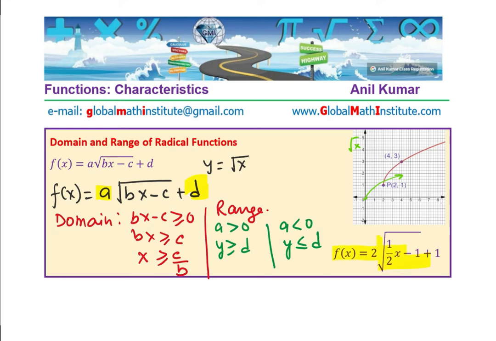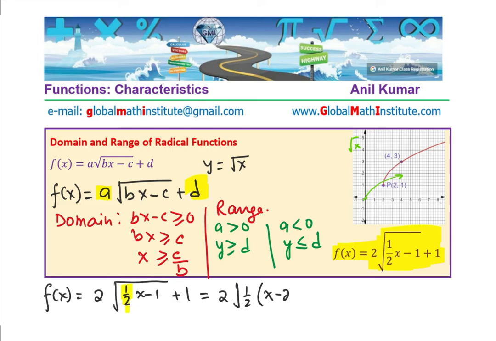Perfect. So here is an example for you. I'd like you to pause the video and write the domain and range of this particular function. Now, it's kind of tricky, but go carefully about it, right? So let me rewrite this function here. f(x) is given to us as 2 times the square root of (1/2 x - 1), and then we have plus 1, correct? Now, you should always factor out this term, then you will get the right answer. Got it? So it will be 2 times the square root of 1/2 factored out, (x - 2), plus 1. You get the idea, right? You see that?